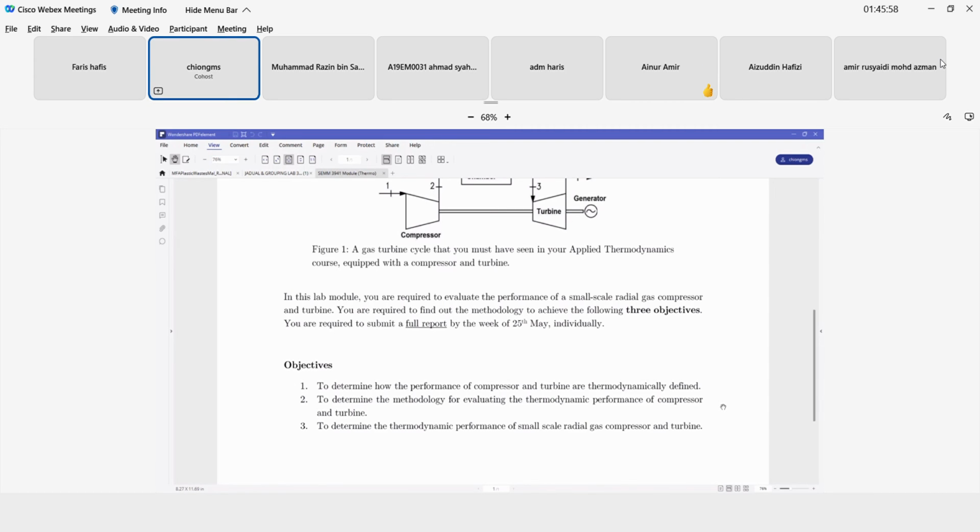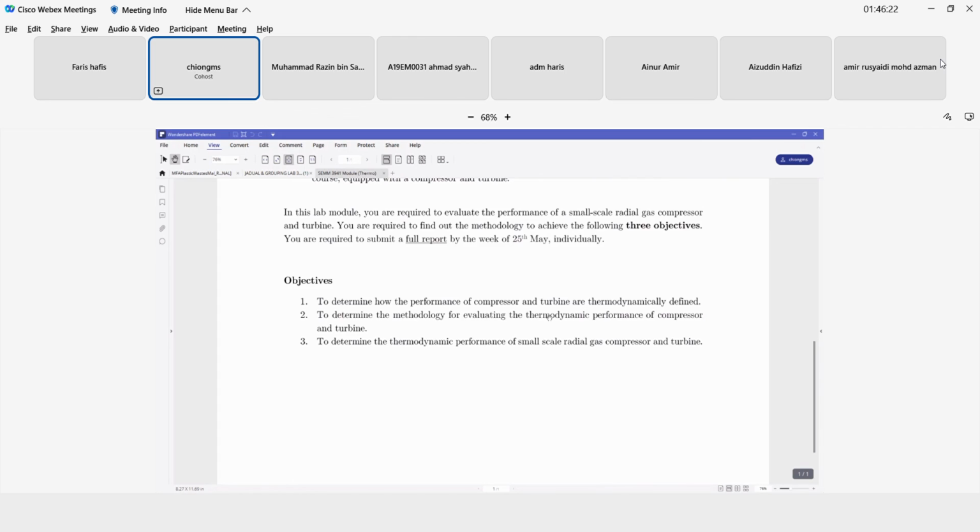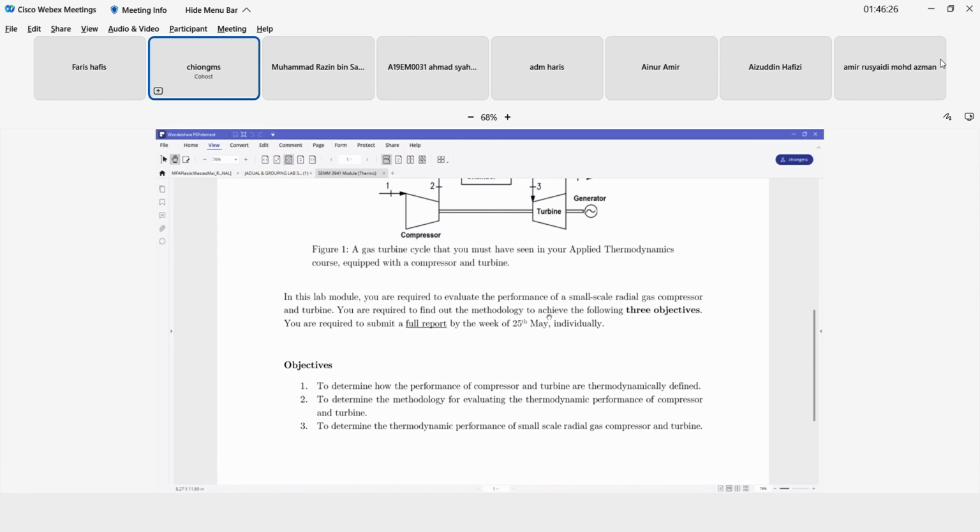The last thing I want to remind you is the full report is submitted on the week of 25th. 25th is a Wednesday, so I believe the due date for submission should be before the midnight of 26th. So these are the three objectives. It's literally just to give you a task, letting you know what you need to do, and it's your job to find out the information. So definitely find out how the compressor and turbine work, otherwise you wouldn't know what kind of performance we're talking about. Once you get objective one, you need to find out the methodology. That's the first task you have for today.